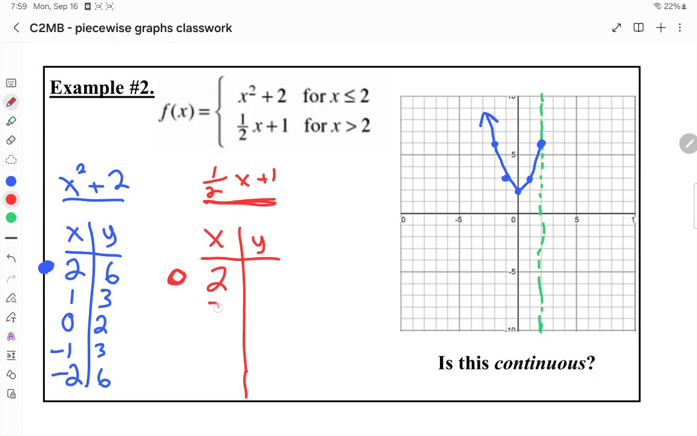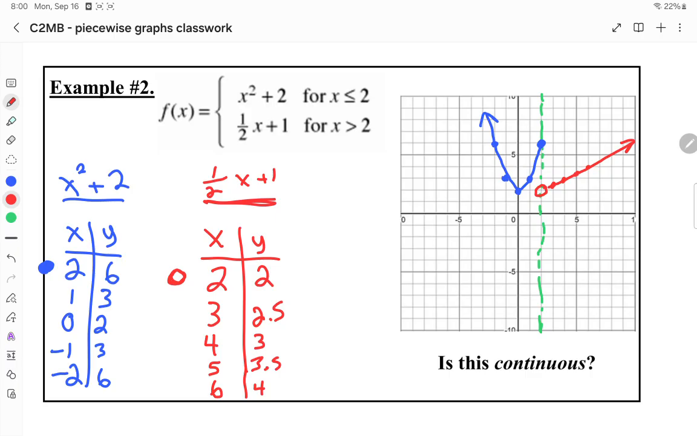And I want greater than 2, so 3, 4, 5, 6 should be plenty. And I'll plug each of those values in and see what I get. All right, now this is my open circle at 2, 2. And then notice how this is a linear equation. So it's just going to continue in a straight line.